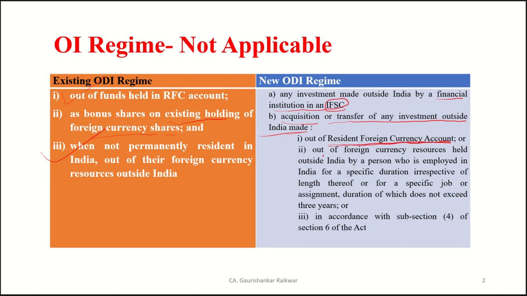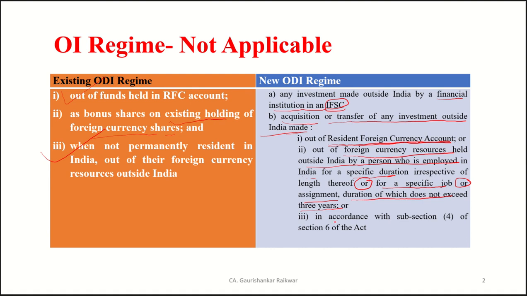Another is out of the foreign currency resources held outside by a person who is employed in India for a specific duration, irrespective of the length thereof, or for a specific job or assignment, the duration of which does not exceed 3 years. So if any person is temporarily employed in India but is making his investment out of foreign currency resources, then the ODI regime will not be applicable.